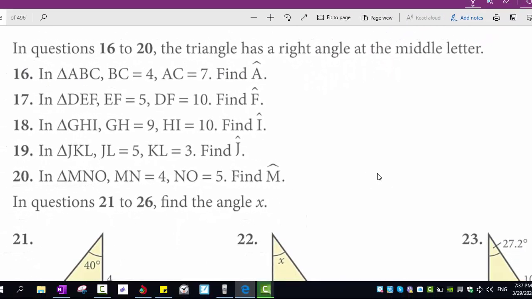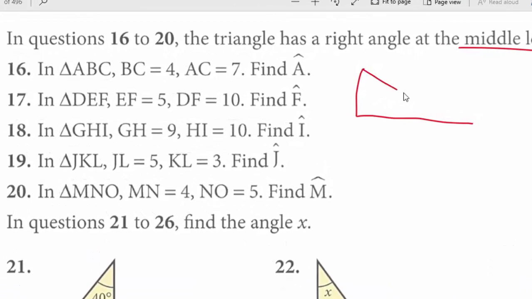A freehand sketch is enough to be able to do the question. The question says the middle letter has the right angle. So this is triangle ABC, and let's say this is the right angle, so it must be B, and A in the beginning, C here. BC is 4, from here to there is 4 centimeters. AC is 7, find angle A.